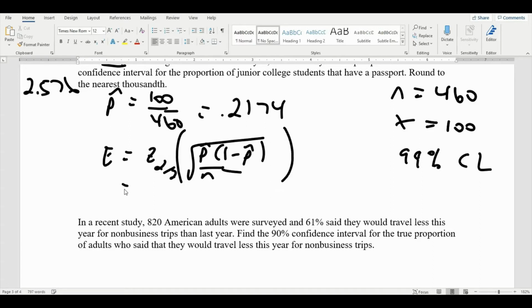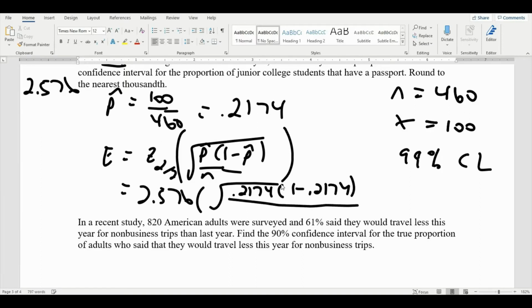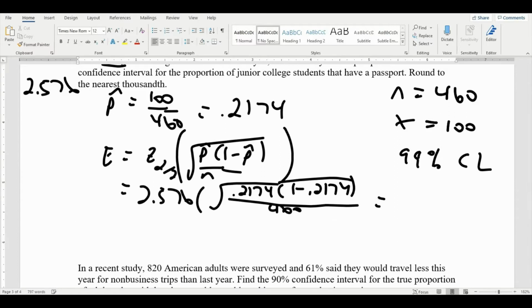So it's 2.576 times the square root of 0.2174 times 1 minus 0.2174, divided by n, which is 460. This will be the last time I show something like this by hand. Just want y'all to know that.